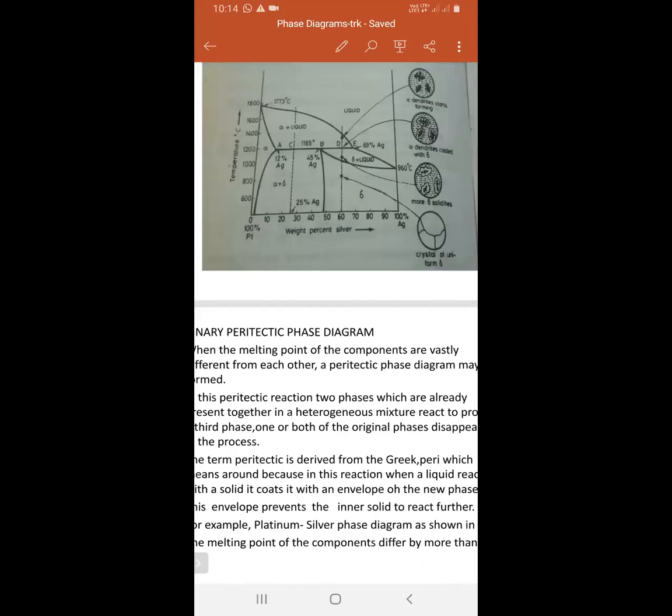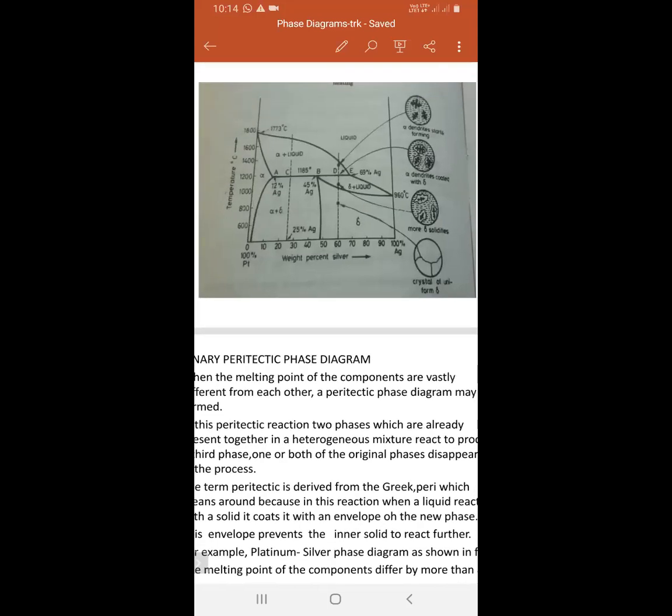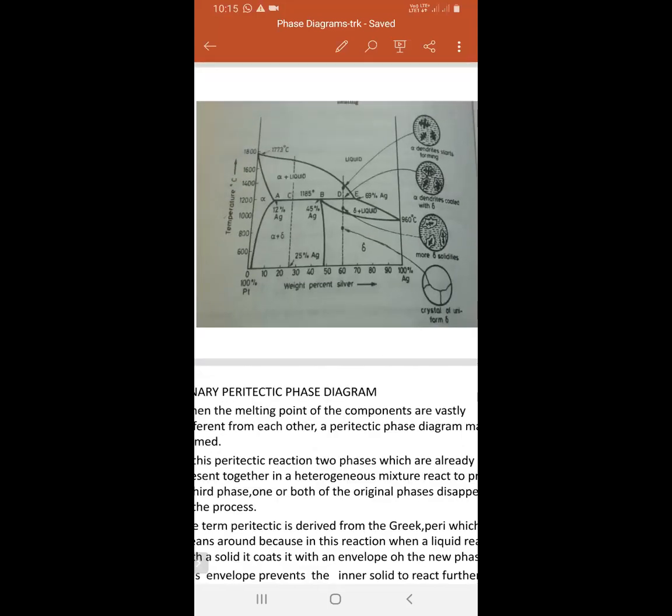Hello, Babu. Is it visible? Yes, visible, sir. Are you there? Yes, sir. Is the phase diagram visible? Yes, visible, sir.